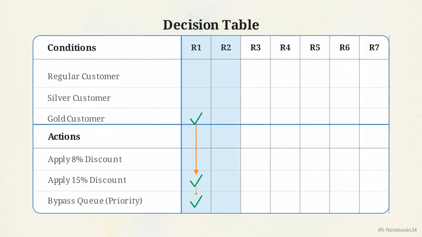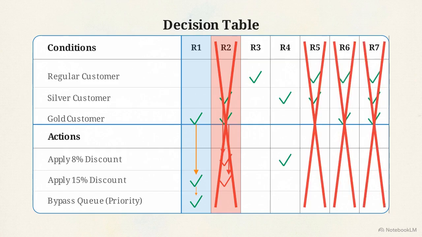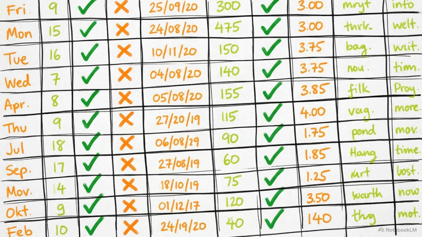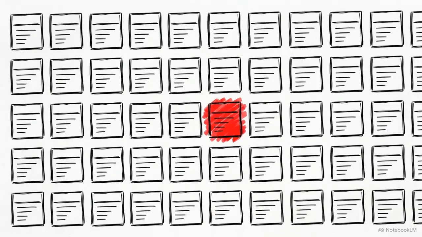This mathematically exposes hidden conflicts, like a logical impossibility, where a customer is flagged as both gold and silver simultaneously. The grid layout forces you to account for every permutation. You can clearly see if a combination is missing, if rules contradict each other, or if redundant actions are triggered.